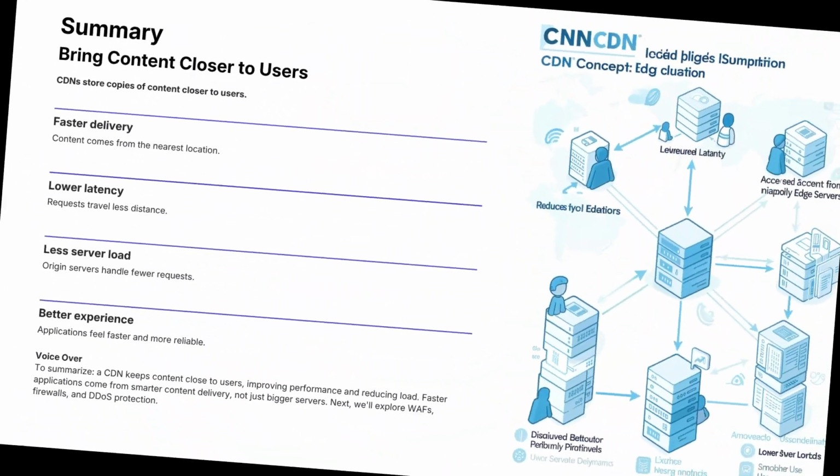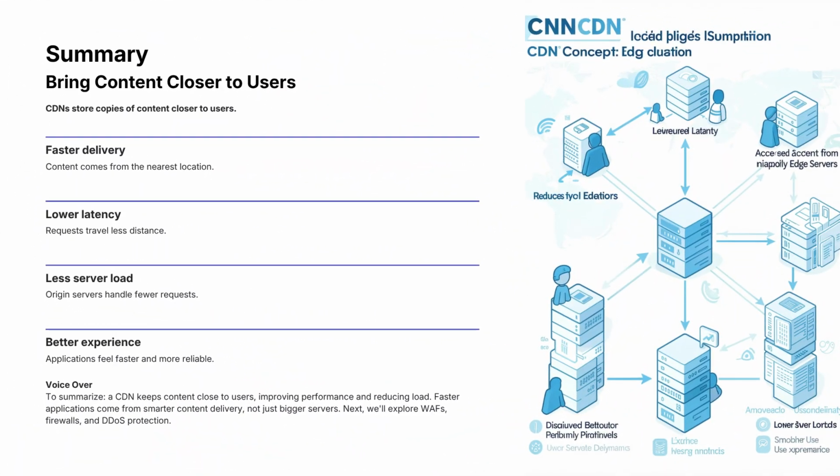Let's summarize. A CDN stores copies of content closer to users. This reduces latency, improves performance, lowers server load, and creates a better user experience. Great architects know that faster applications often come from smarter content delivery, not just bigger servers.